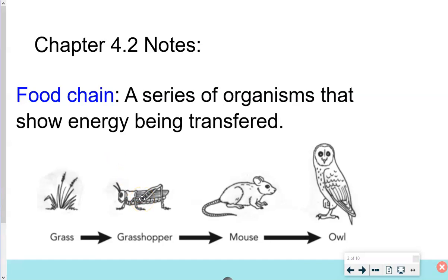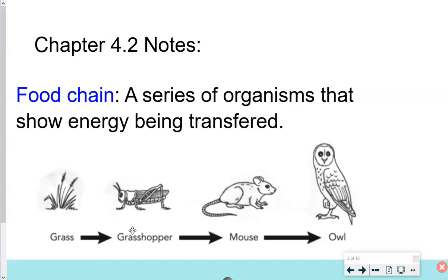Well, this grasshopper needs some energy. So the grasshopper's going to eat some grass, and the energy goes from the grass to the grasshopper. And you notice how the arrow is pointing? The arrow points to where the energy is going. So the energy started in the grass, really started in the sun, but the energy in the grass goes to the grasshopper.